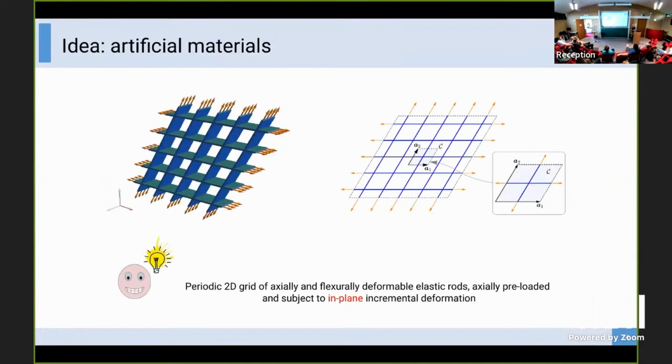So the idea is to design artificial materials in the form of periodic lattices of elastic beams, which are axially preloaded to some extent, and then superimpose incremental deformations and analyze the response of the lattice in order to identify possible instabilities and try to connect these instabilities in the lattice with the material instabilities in the equivalent solid. Okay.